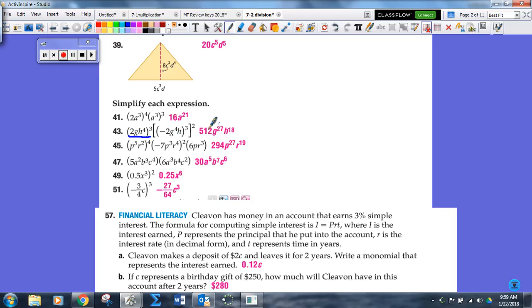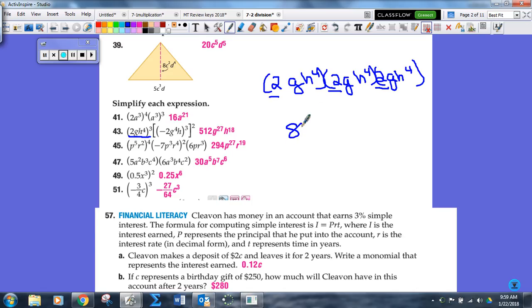yesterday. What 2g h to the 4th cubed means is that I have 3 of those. So I give that exponent on the outside to everything on the inside. So 2 times 2 times 2 is 8. G times G times G is G to the 3rd. H to the 4th times H to the 4th times H to the 4th is H to the 12th. So what I can do as a shortcut is I can multiply this 3 on the outside by all the exponents on the inside. So again, I can do that here.